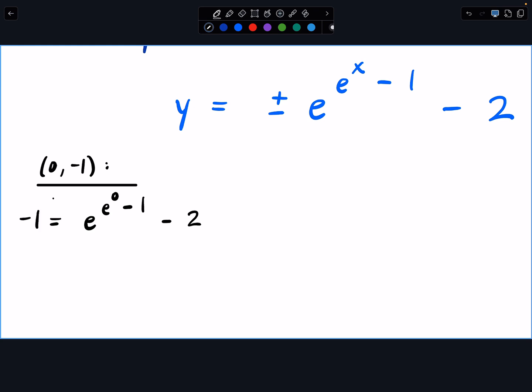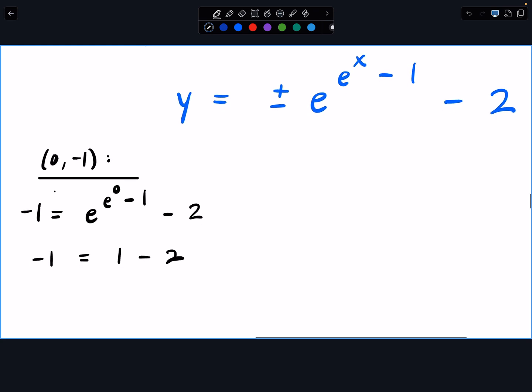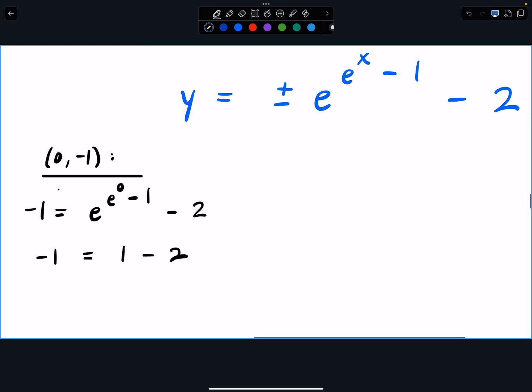Now, this is why you need to check, because I already heard some of you say it's going to be the negative 1. Is it? So let's check. What is e to the 0? 1. What's 1 minus 1? 0. What is e to the 0? 1. And then what's 1 minus 2? Negative 1. Check. So only one of them is going to work.